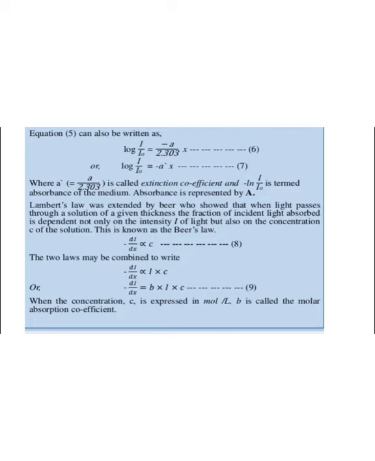Combining the two laws, Lambert says absorbance is directly proportional to path length and Beer says absorbance is directly proportional to concentration. So minus dI upon dx is proportional to I into C. Removing the proportionality symbol with proportionality constant B, equation 9 is minus dI upon dx is equal to B into I into C, where concentration is in mole per liter and B is called the molar absorption coefficient.